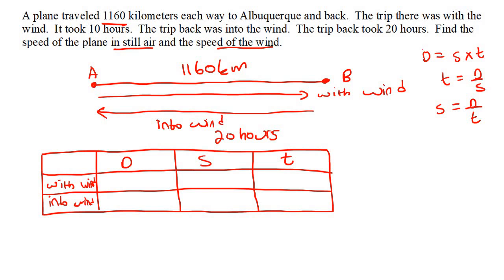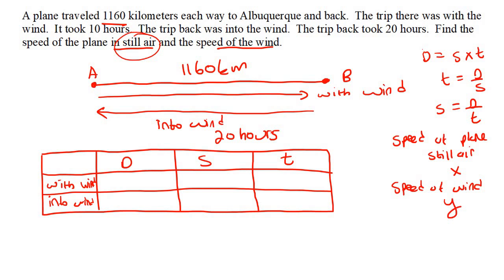So what we could do is say that they're asking for the speed of the plane in still air. So let's say speed of plane in still air, let's call that x. And let's say the speed of the wind is y. So think about this quickly. If you have a plane that can fly at x kilometers or x miles per hour, that's if there's no wind. Now visualize this with me.